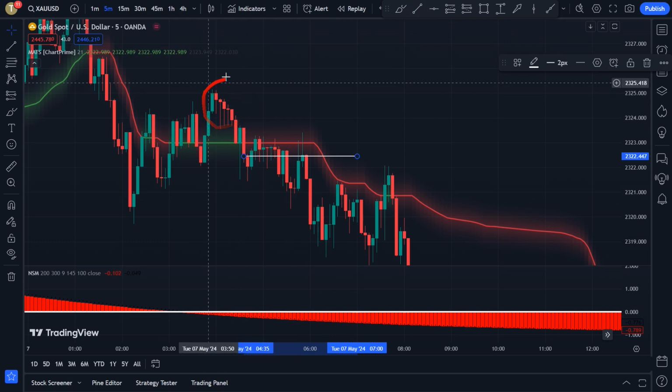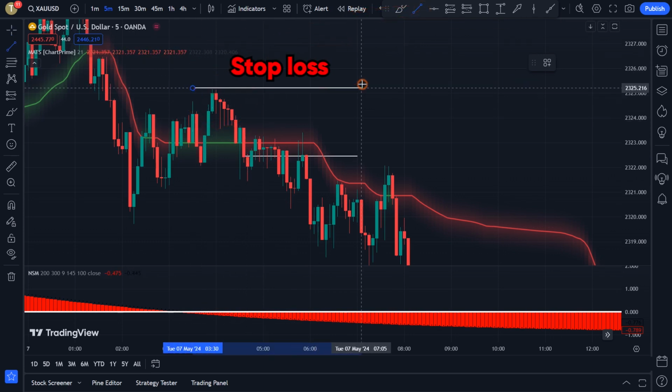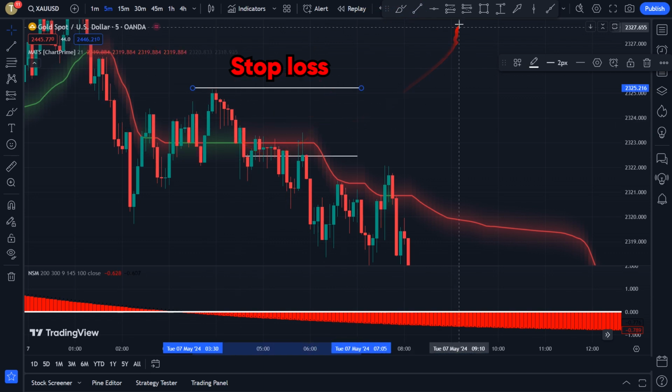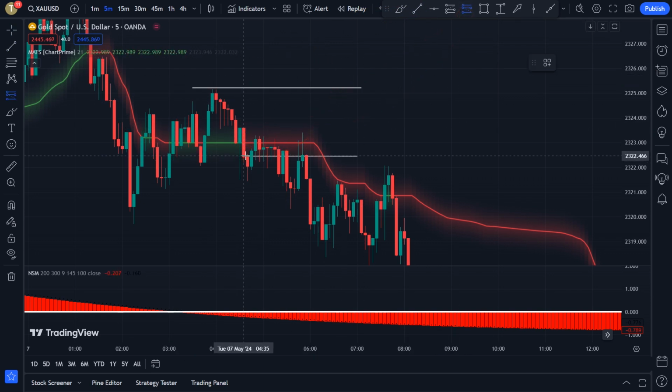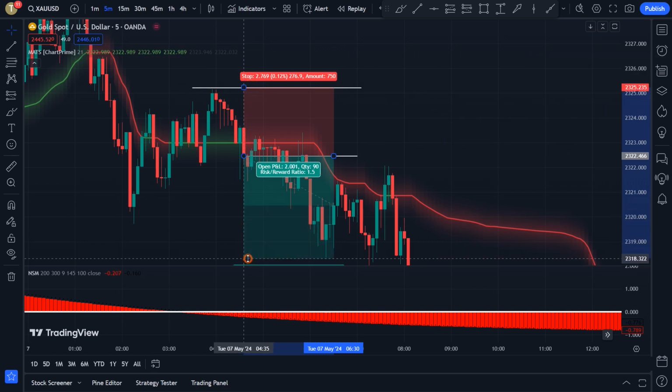Now for stop loss, we find the last swing high and place our stop loss slightly above it. For take profit, it's enough to consider a risk to reward ratio of 1 to 1.5 and wait for the trade to close with a profit.